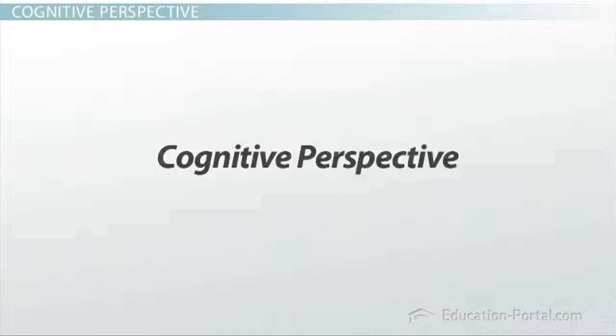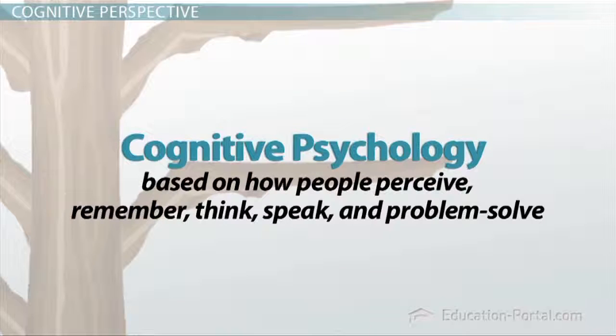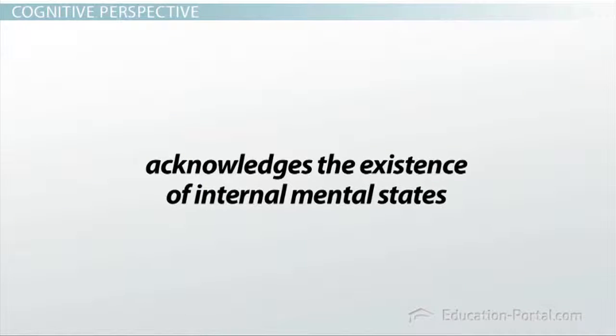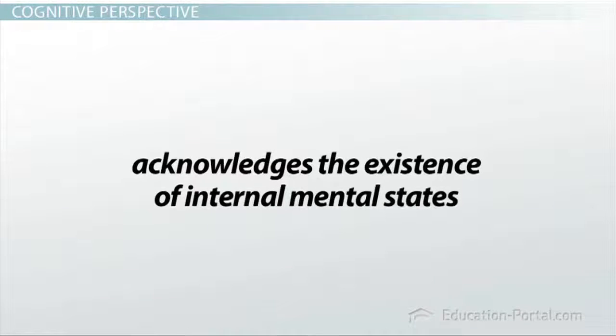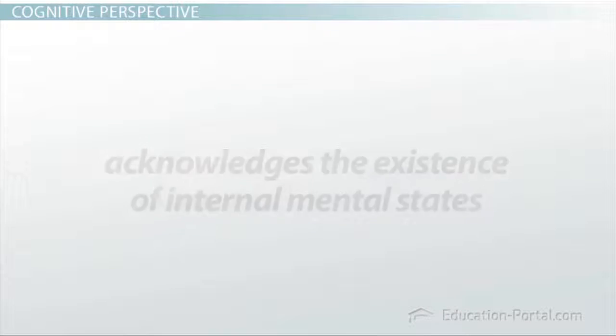The next perspective of educational psychology is the cognitive perspective. Cognitive psychology is the theoretical perspective that focuses on learning based on how people perceive, remember, think, speak, and problem solve. The cognitive perspective differs from the behaviorist perspective in 2 distinct ways. First, cognitive psychology acknowledges the existence of internal mental states, disregarded by behaviorists. Examples of these states are belief, desire, ideas, motivation, so non-observable states.